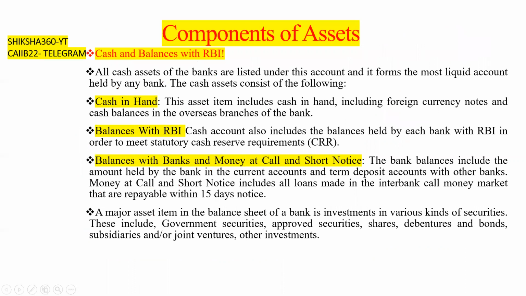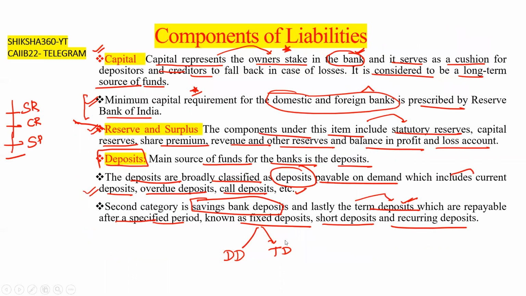So the next one which we have to discuss, basically here we will discuss all the components of the liabilities, clear. In the previous two slides we have discussed all the components of the liabilities. The first one is the capital, the second is reserve and surplus, and the third is deposits.